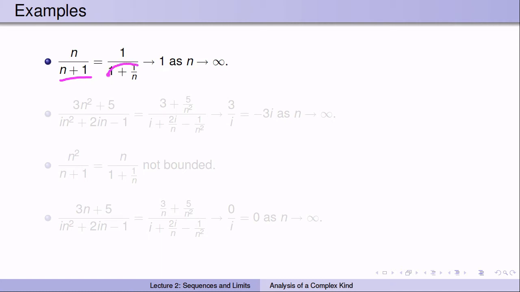So here, this denominator we know converges to 1. The numerator is constant, so converges to 1. So the limit of the quotient is equal to 1.